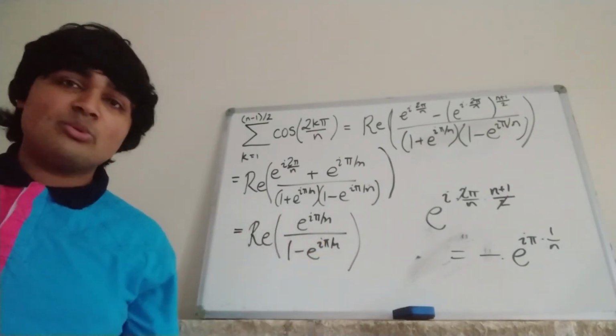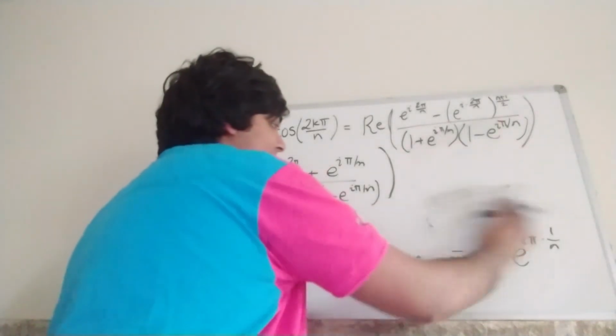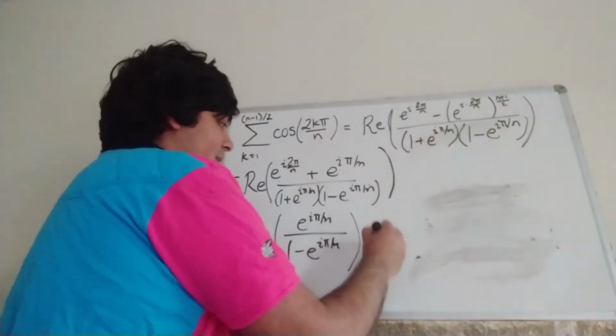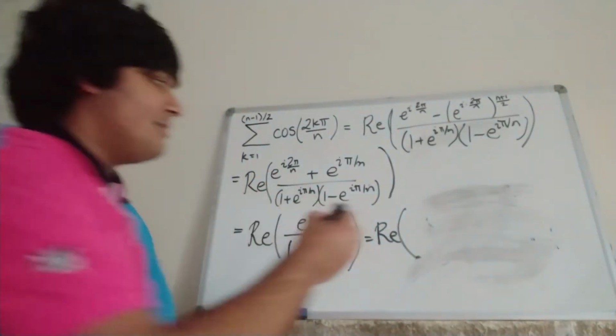And now we're going to have to use Euler's formula to be able to evaluate this. So if I maybe clear up some space here and write this now as the real part, the numerator is just cos pi over n plus i sine pi over n.